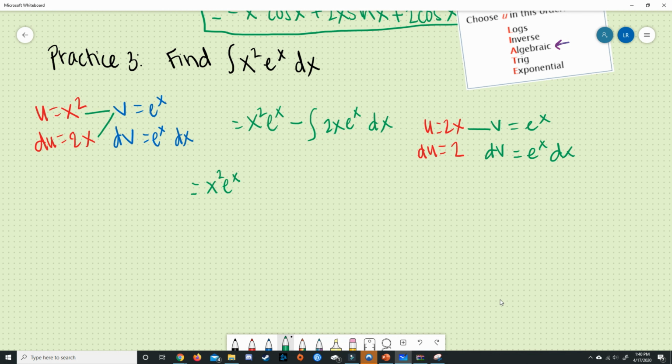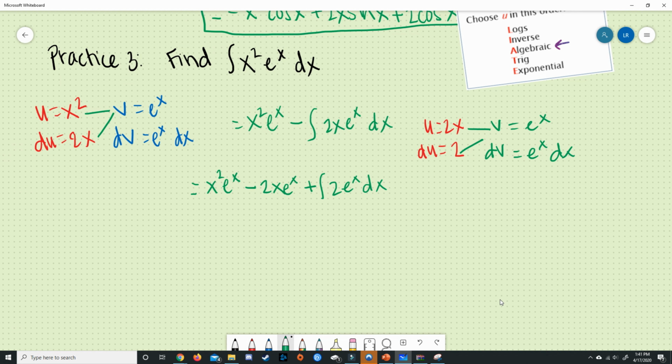So we are going to multiply these two together. I'm keeping that sign with me. I don't want to mess up on that sign. 2x e to the x. This sign is staying with me, and it would be minus negative integral. So this becomes a plus the integral of 2 e to the x dx.